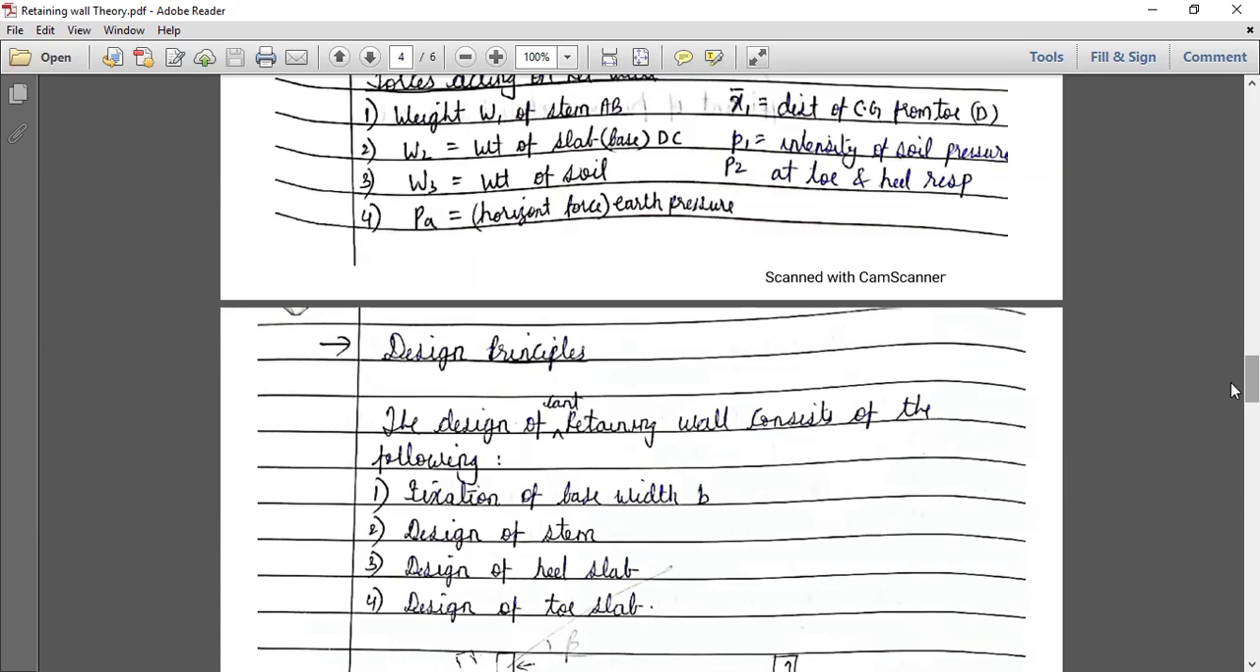Then basically we will decide the dimensions of the retaining wall. Then we will design the stem. After that we will design the heel slab and then we will design the toe slab. Okay, so once you do all this, your retaining wall design is ready. Is this clear? So basically dimensions, then design, and the checks, because by default whenever you design you will have to check for certain criteria.